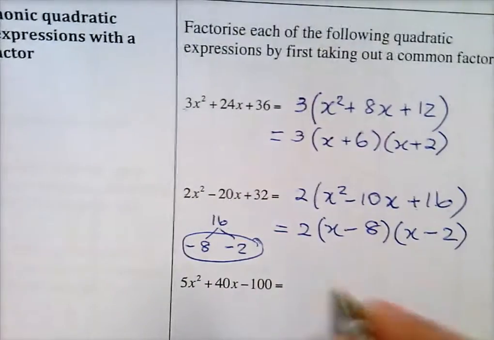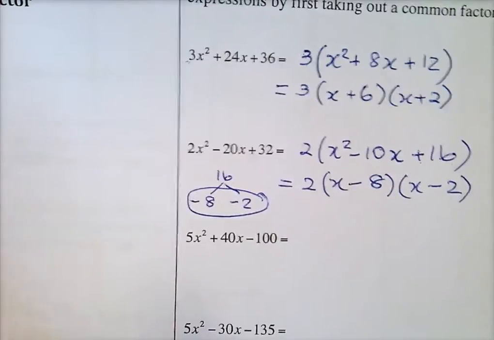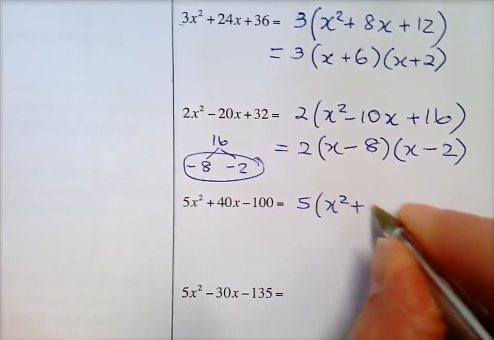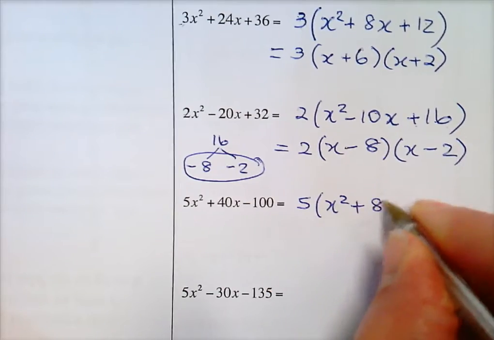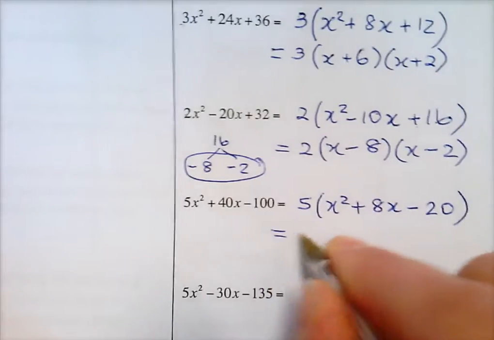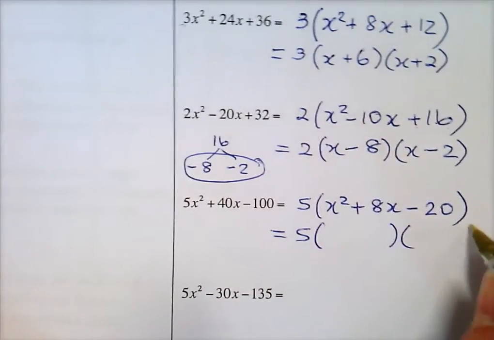All right, next one. What can you take out as a common factor? 5 bracket x squared plus 8x minus 20. So see how much easier it is to factorise.